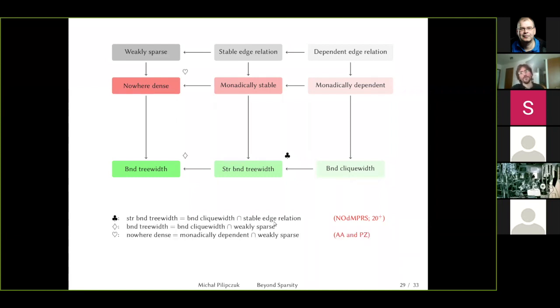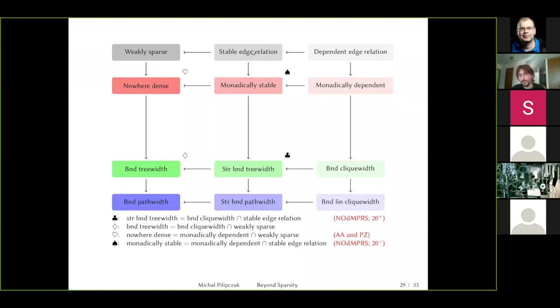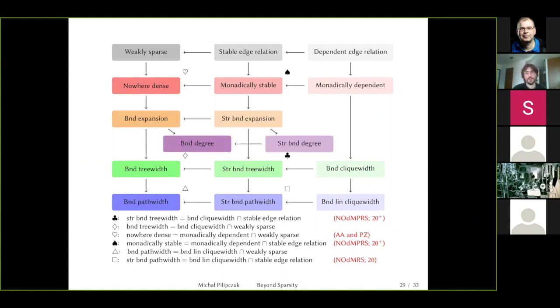For instance, for these two classes, we can see that nowhere denseness is exactly weakly sparse intersection monadically stable. And you can prove, and this is a non-trivial proof, that actually monadically stable is the same as monadically dependent intersection stable edge relation. You can add also bounded path width to the picture. And again, here, if you have one of those concepts on the diagram, it's actually an intersection of the two neighboring concepts. Yeah? So you can see a very nice structure of classes here. But there are, of course, many, many more classes of sparse graphs that we can investigate.